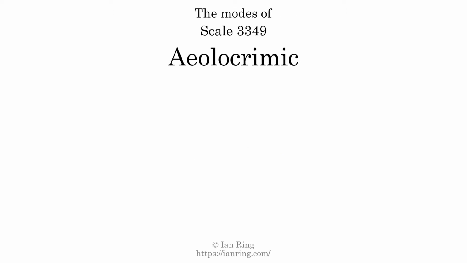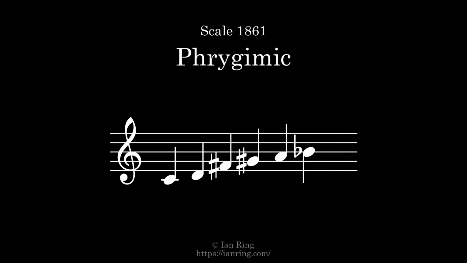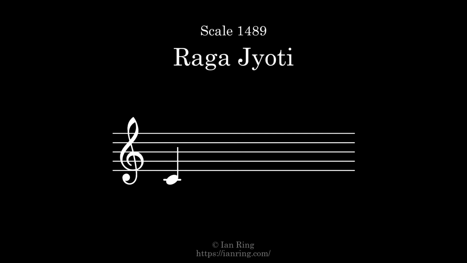This scale has 6 modes. The first mode is itself. The second mode is scale 1861, also known as phrygiamic. It sounds like this. The third mode is scale 1489, also known as raga jyoti. It sounds like this.